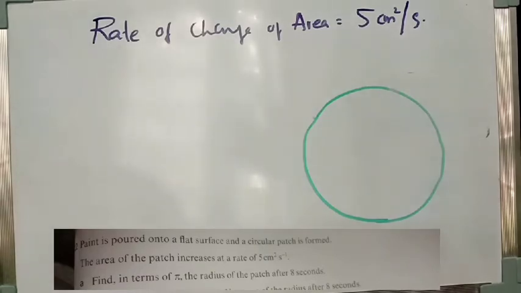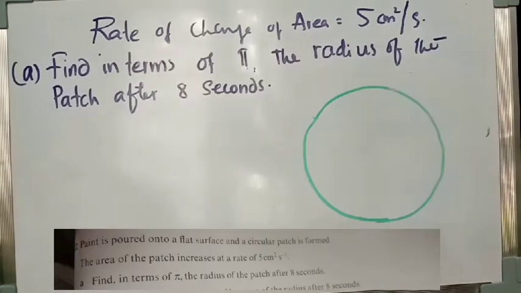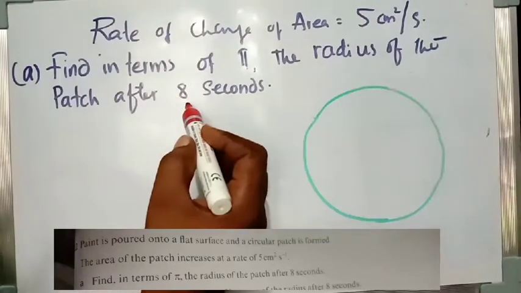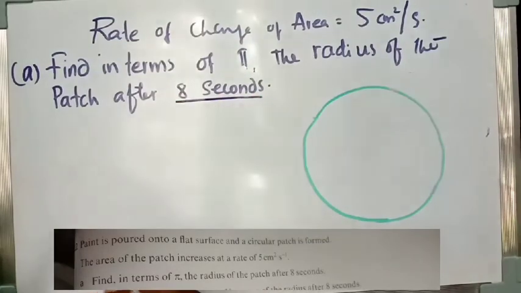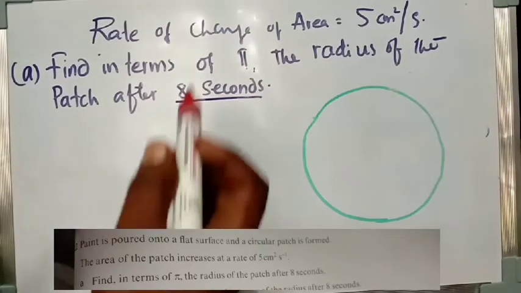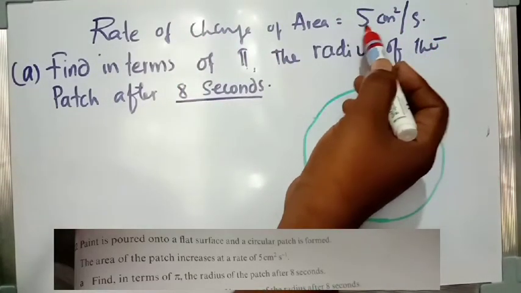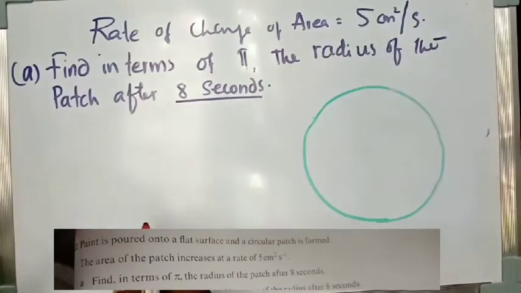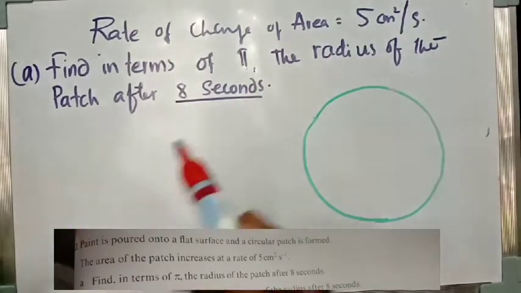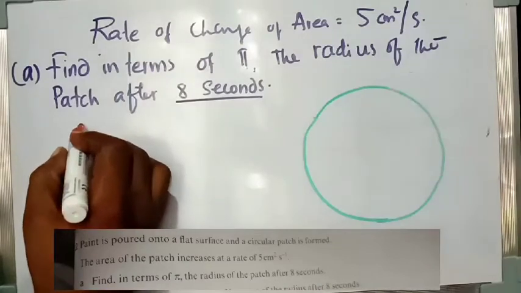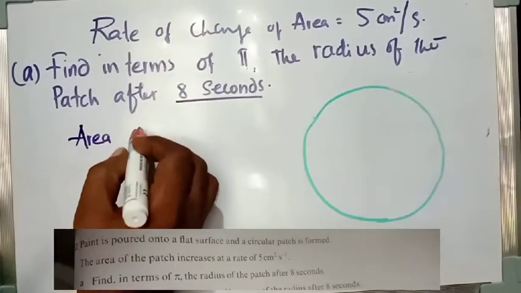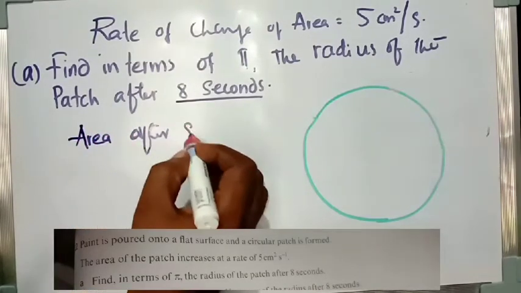Then first question is, find in terms of pi the radius of the patch after 8 seconds. So in this question, what you can identify is, we want the radius after 8 seconds. So in every second there is an increase in the area, 5 centimeter square increase in the area. So each second there is an increase in the area. So what will be the area after 8 seconds?